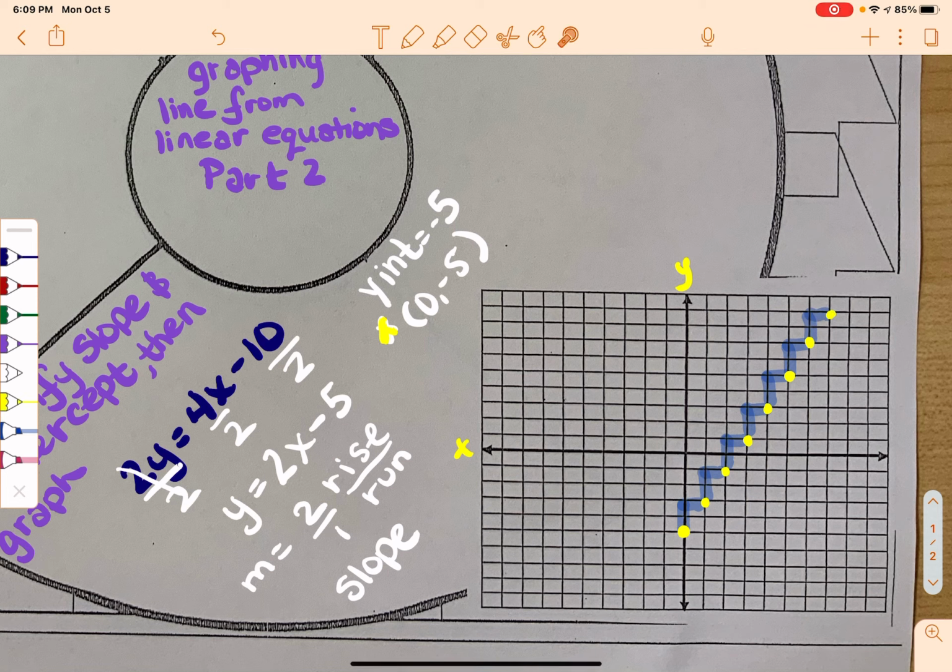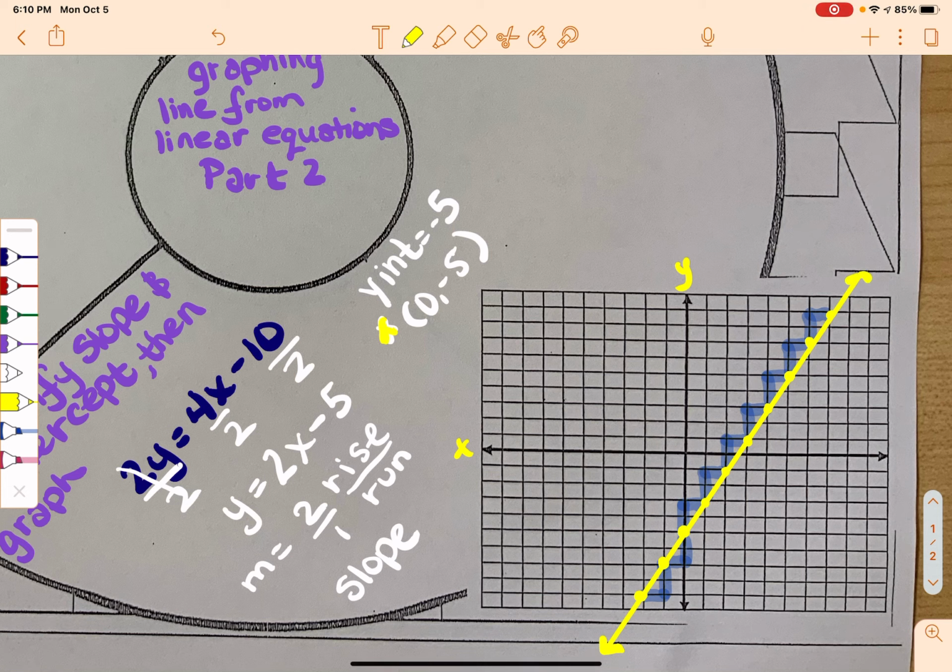Okay, now that I've got those, I know there has to be other points that would line up in this direction. So I'm going to work my way backwards. I'm going to go down 2 and back 1. Down 2 and back 1. Okay, now that I've got all my points, I'm going to make my straight line through there. Has to go across the whole graph and arrows on the end.